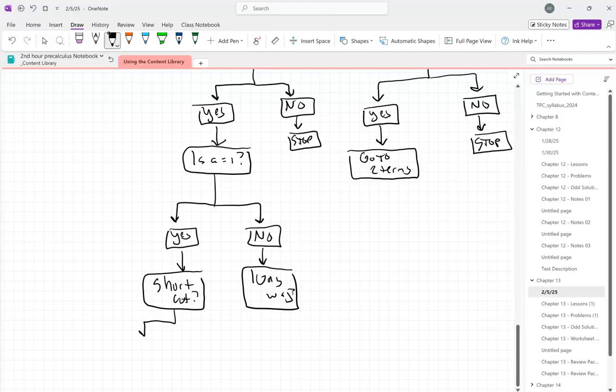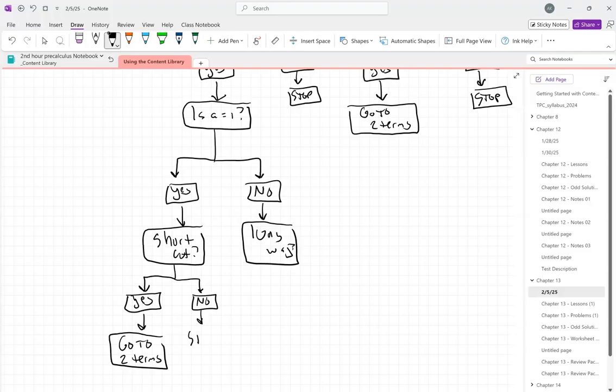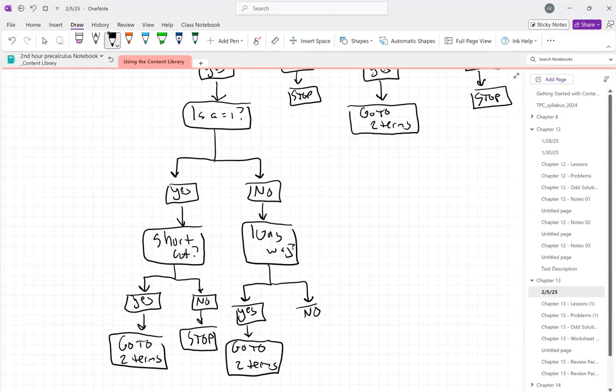If the shortcut works, then you have to check your factors that you're left with. If the shortcut doesn't work, then you're stuck. There's nothing more to do. You have to stop. Same thing with the long way. If the long way works, then you have to check each of your factors down the 2-term branch. If the long way doesn't work, then you stop. There's nothing left to do.